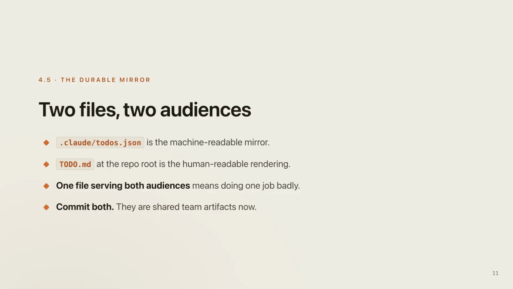Why two files? Because the audiences want opposite things. A machine wants stable IDs and structured statuses. A human wants headers, checkboxes, and dates. One file serving both means doing one job badly. You can just ask Claude Code to write your tasks to a JSON mirror called todos.json that survives sessions and can be checked in to Git.